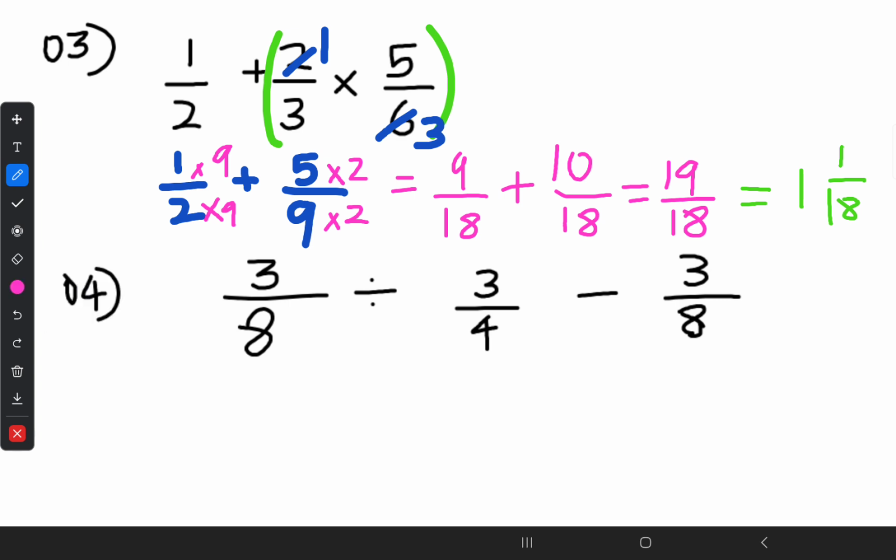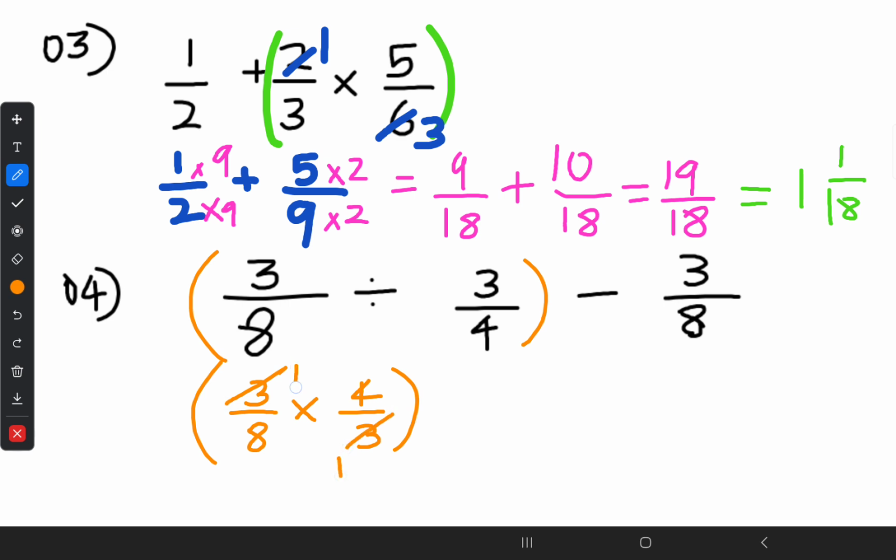In the next question, there are two operations. In those two, you have to do the division first. So 3 over 8 multiplied with 4 upon 3, the reciprocal of the previous one. Here we can simplify: 1 time, 2 times, 1 times. Minus 3 upon 8. This equals 1 over 2 minus 3 over 8.